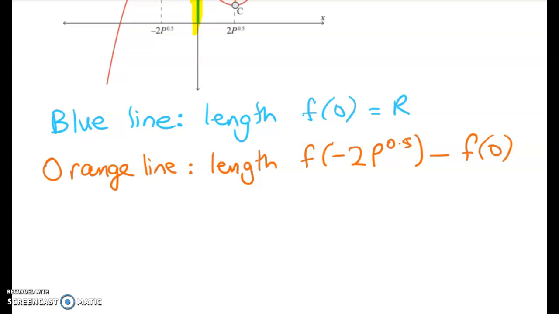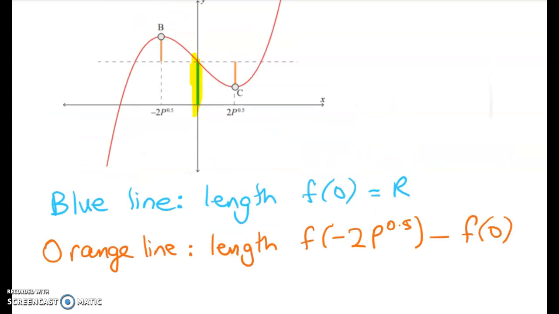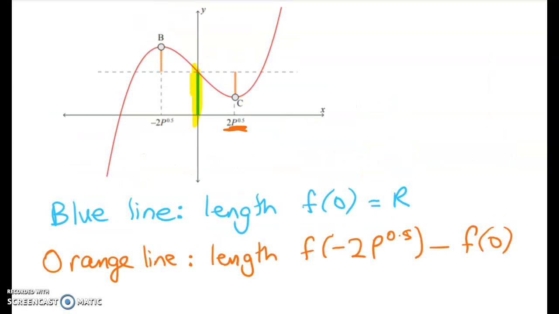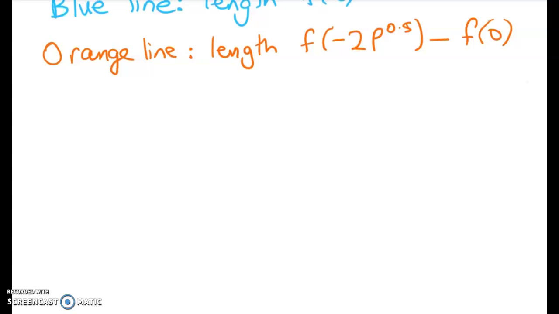Okay, so pause the video at this point and try and finish this question off from here. Some of you will be going, well, why doesn't she work with the nice positive value here? You can do it that way as well. Okay, but in that case, the orange line length will be f of 0 minus f of 2p to the 0.5. They're going to give you exactly the same thing.